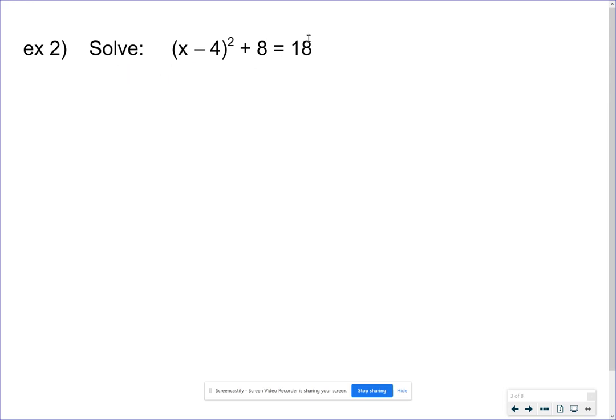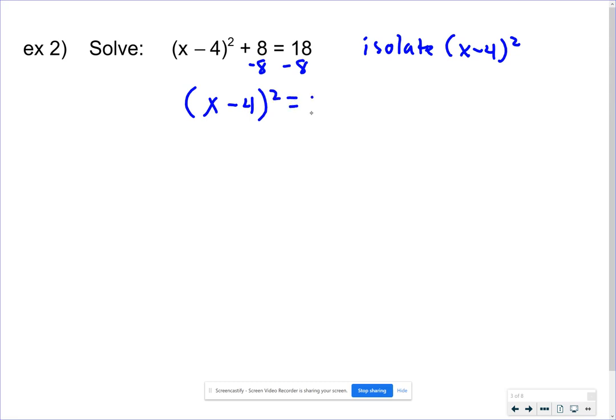So we're going to start by isolating the x minus 4 squared. To do that, we're going to subtract an 8 from both sides. So we have x minus 4 squared equals 10. We can now square root both sides to undo the square. X minus 4 squared, square root of all that, equals plus or minus square root of 10.